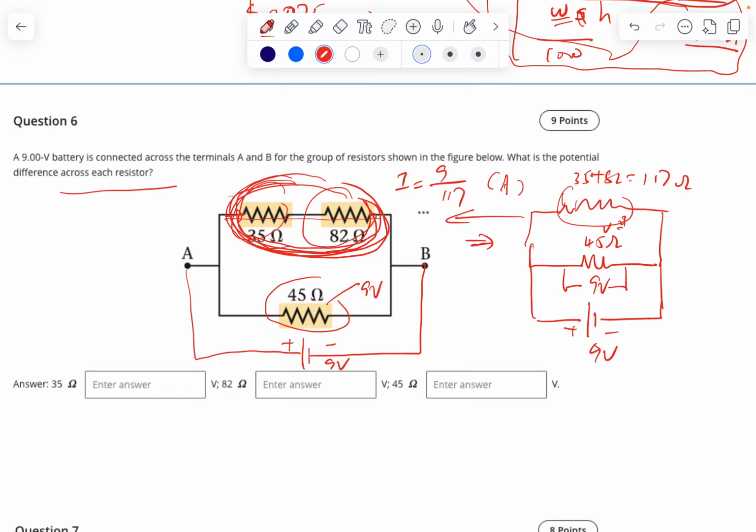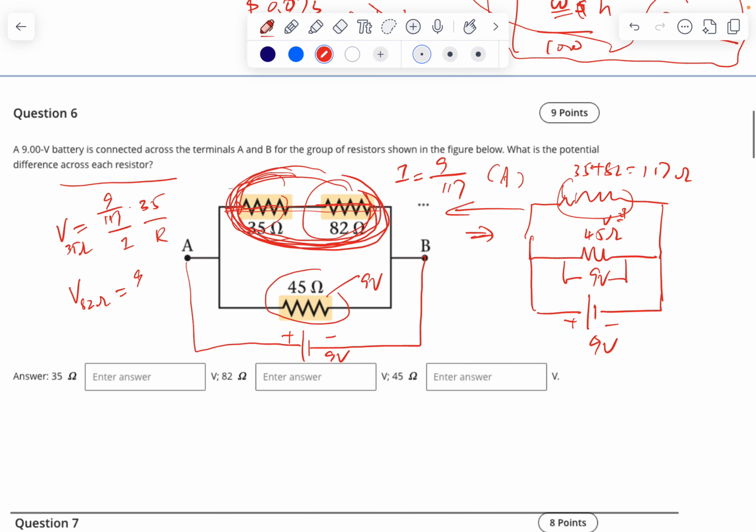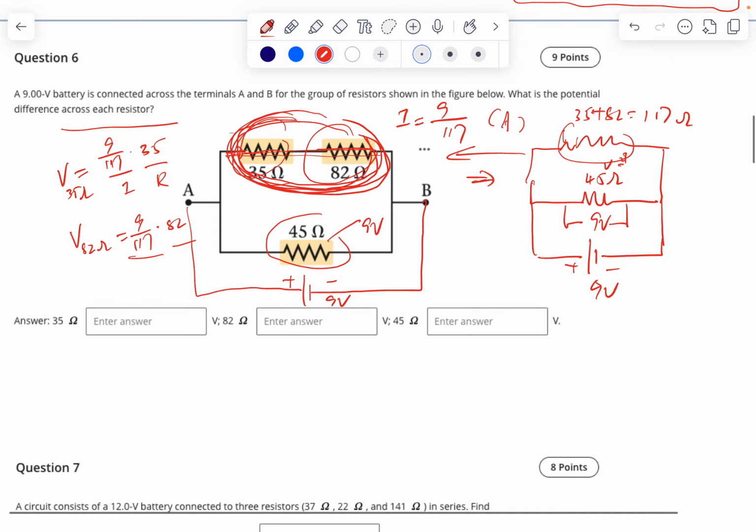Voltage of the 35 ohm equals current, which is 9 over 117, times 35. So this is the current times resistance, right? Voltage of the 82 ohm equals current, because they connect in series, current is the same, 9/117 times 82. Same thing: this is the current, this is the resistance. All right, so you can figure out the voltage on everybody.